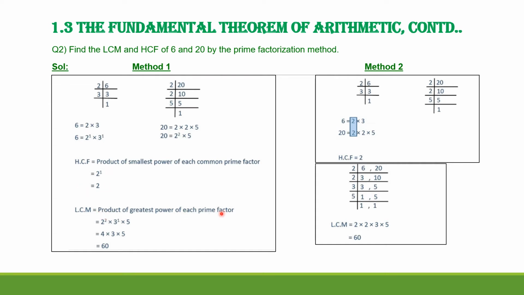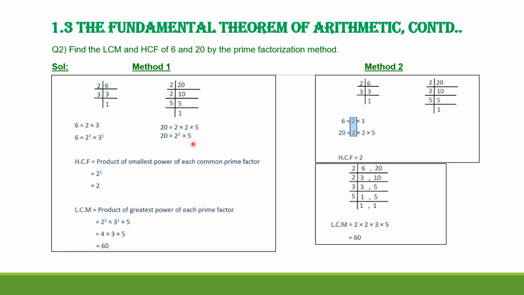Similarly, the LCM, the lowest common multiple, is the product of the greatest power of each prime factor. Here we have 2 power 1, 3 power 1, 2 power 2, 5 power 1. For 2, the greatest power: here 2 power 1, here also we have 2 power 2. Which is the greatest power? 2 power 2, so we will take 2 power 2. Here we have 3, here we don't have 3, but in this one we have 3 power 1, so this will be the greatest. So we will take 3 power 1. Next, 5. 5 is here but 5 is not here.